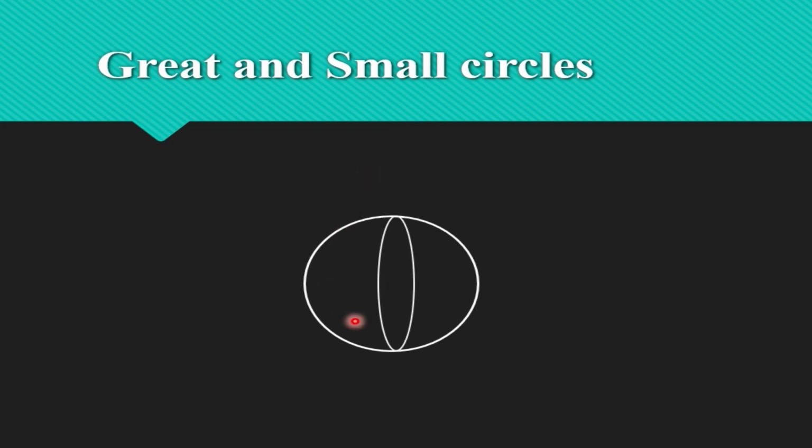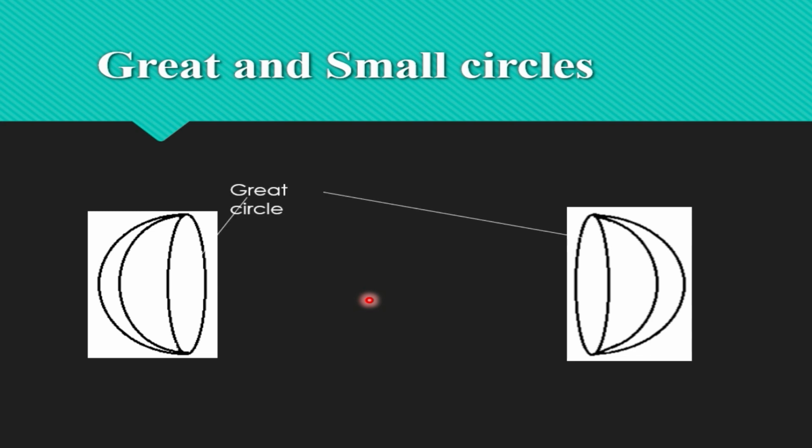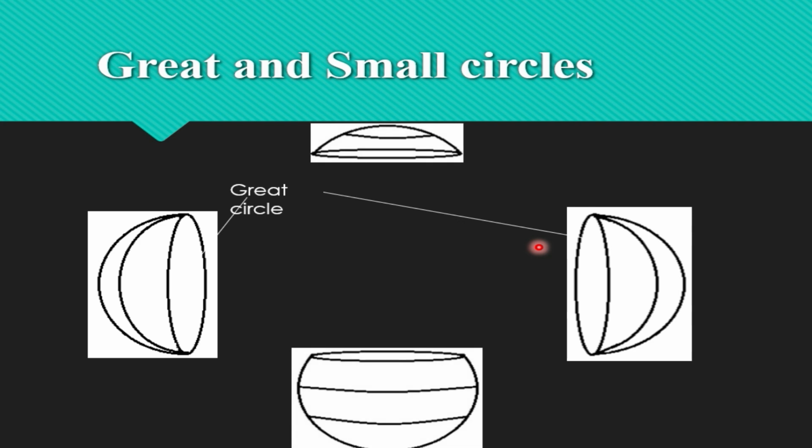So this is an example of a great circle. It is dividing the earth into two equal parts, as we have seen over here. And then we can also have a small circle. See that it cannot divide the earth, or the globe, or the sphere into two equal parts, but just a small space over here. So this is what we call a small circle.